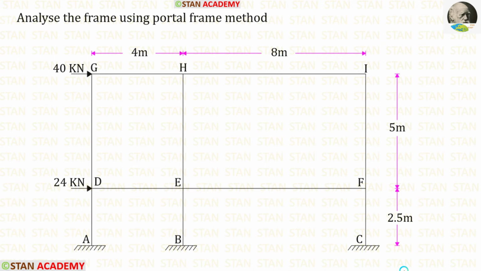Hello everyone. Today we are going to analyze this frame using portal frame method. This is a two-story and two-bay frame. In this frame there are two lateral point loads, 40 kN in the joint G and 24 kN in the joint D.